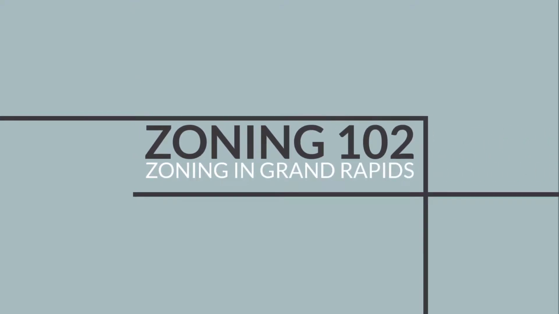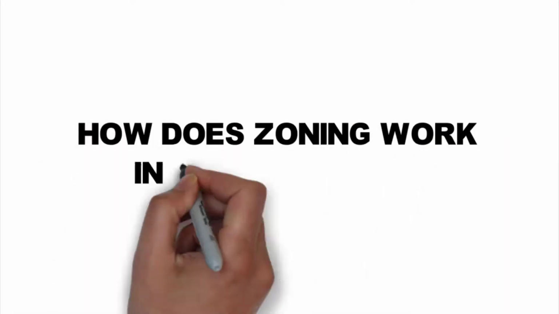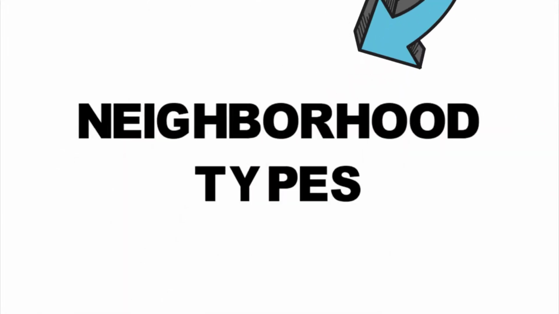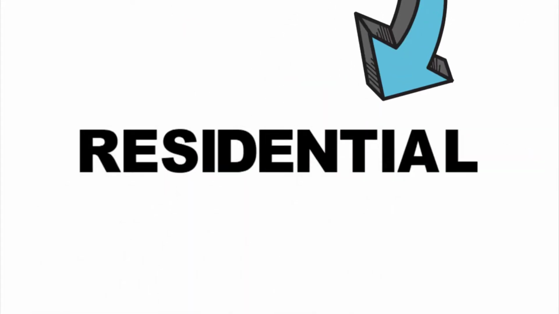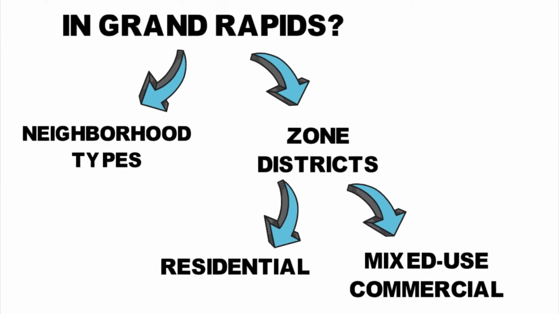In our Zoning 101 video, we covered the basics of zoning. Now, let's dig a little deeper. How does zoning work in Grand Rapids? In the city of Grand Rapids, property is divided into neighborhood types and zone districts. The main zone districts in Grand Rapids are residential and mixed-use commercial, as well as a few special districts.